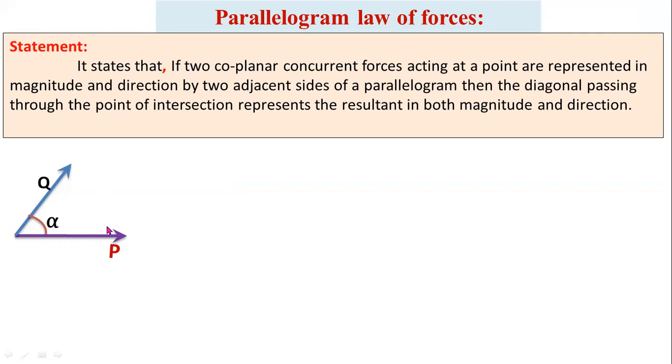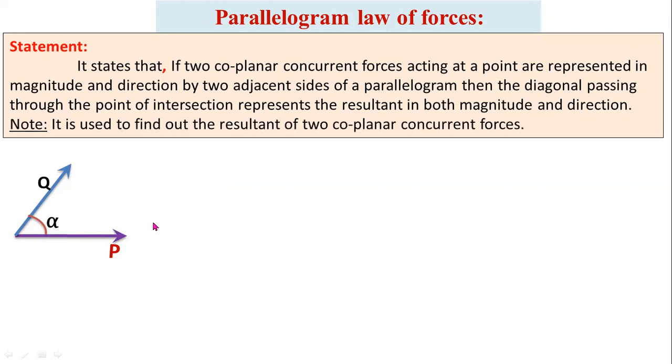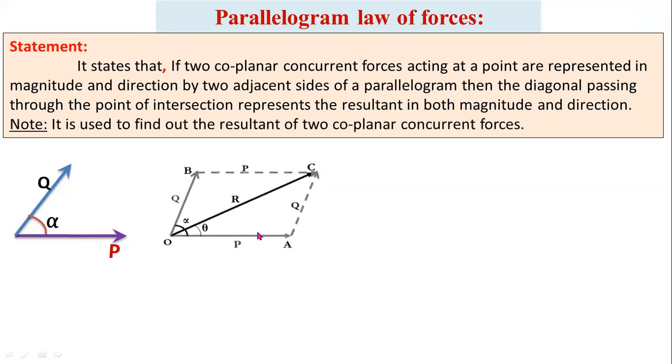For determining the resultant for these two forces, first you have to draw a parallelogram. Okay, this is the parallelogram. By using parallelogram, you can determine the resultant. This is the diagonal for the parallelogram. The length of this diagonal represents the magnitude of resultant. This diagonal line indicates the direction of resultant.